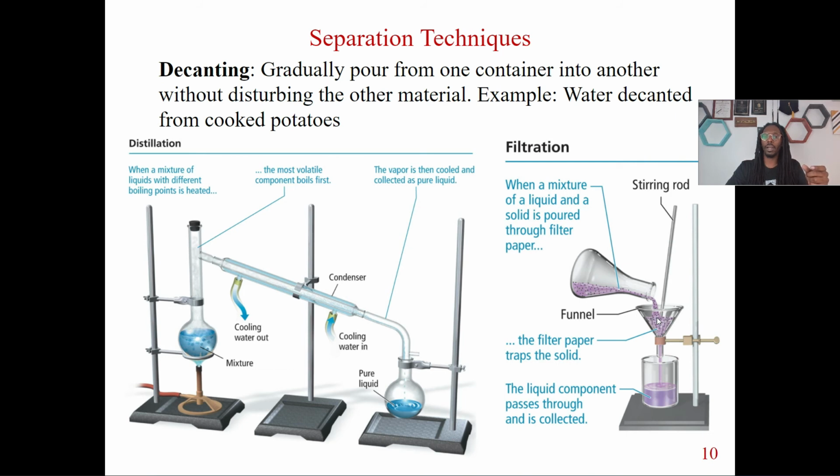The funnel's job is to keep all that solid in the funnel. As it goes through the funnel, there's filter paper in this funnel as well, and it's trapping all that solid. So the solid's not going to go through the funnel. The only thing that comes out through the funnel is the liquid that was in this Erlenmeyer flask. So now I have my liquid component here and my solid trapped here.